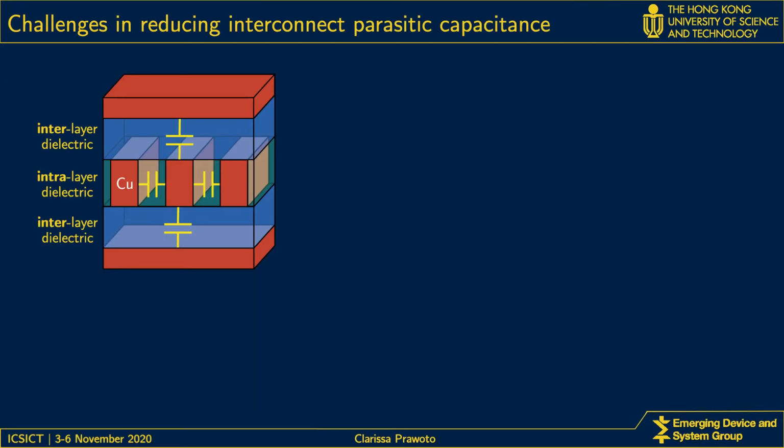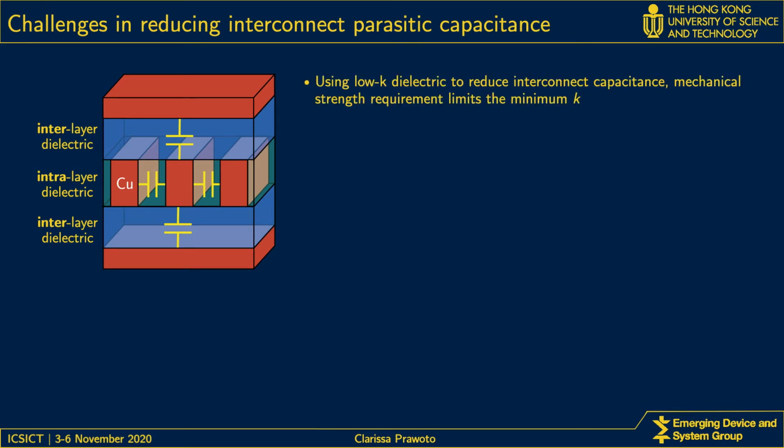As a summary, for reducing interconnect parasitic capacitance, the approach using porous low-K materials is limited by the mechanical strength or Young's modulus requirement. The problem is made worse by the random arrangement of pores. Thus, a method is needed to provide more order or alignment to the pores.